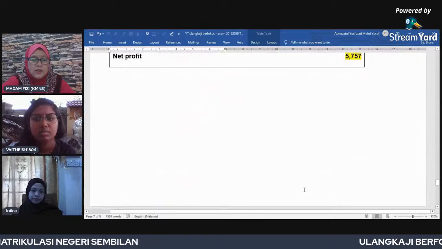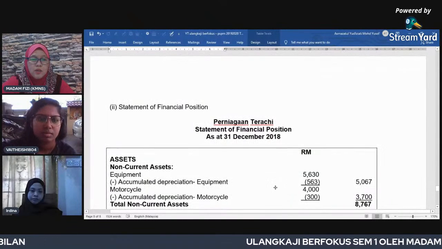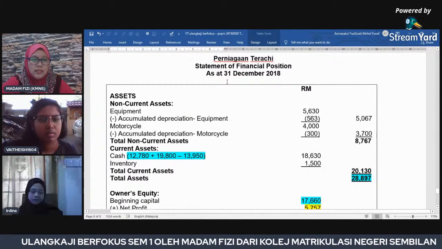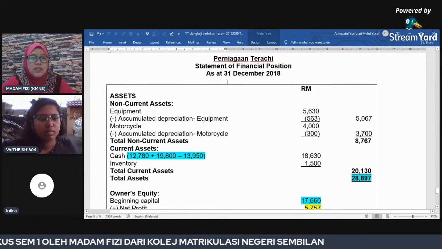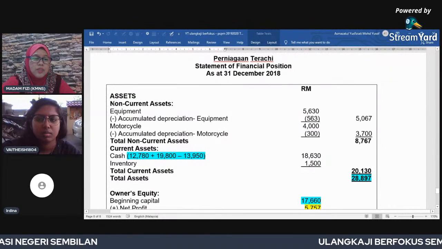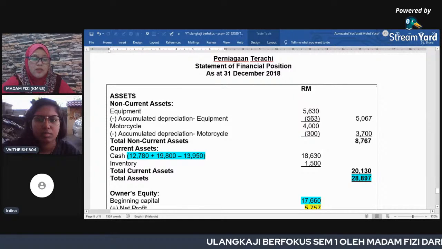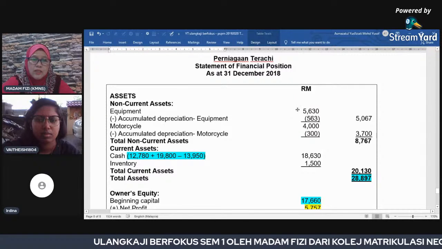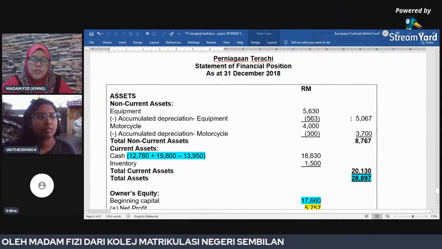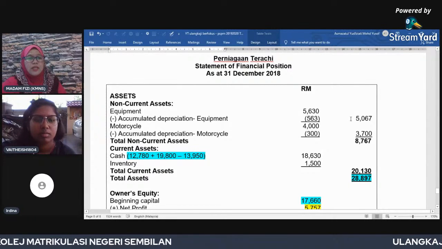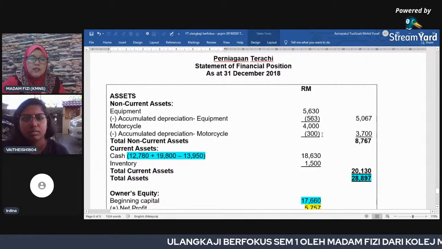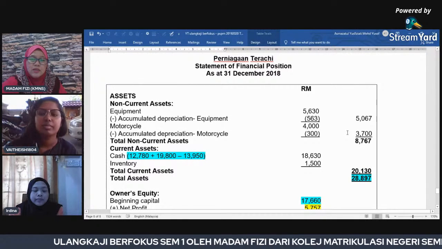Okay, boleh. So, we look at the answer of statement of financial position. Firstly write down the title. Perniagaan Teraci, statement of financial position as at 31st December 2018. Firstly, asset. We do non-current asset first. That is the equipment 5,630 minus accumulated depreciation equipment 563. So the net for equipment is 5,067. And motorcycle 4,000 minus 300 the accumulated depreciation. So the net for motorcycle is 3,700.